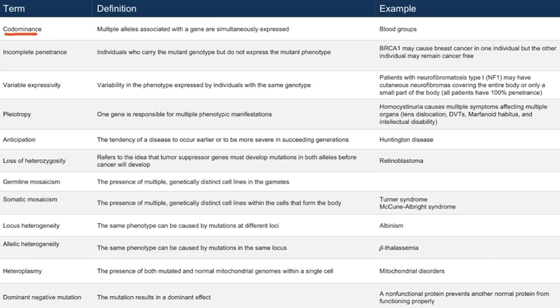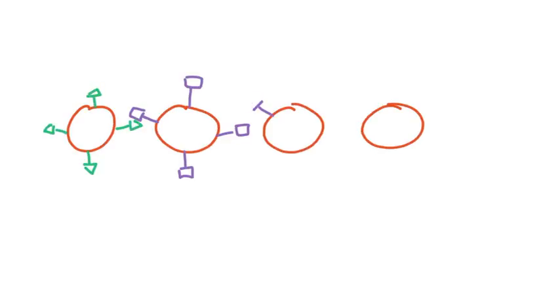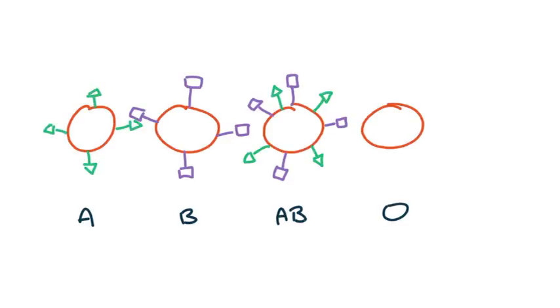Codominance refers to the idea that multiple alleles associated with a gene are simultaneously expressed. Blood groups are a classic example of codominance. Let's draw this out so you can see what I mean. First, I'll draw 4 red blood cells. Next, we'll add the antigens. Okay, notice that patients who have the A gene or have type A blood only express the A antigen on the red blood cell surface.